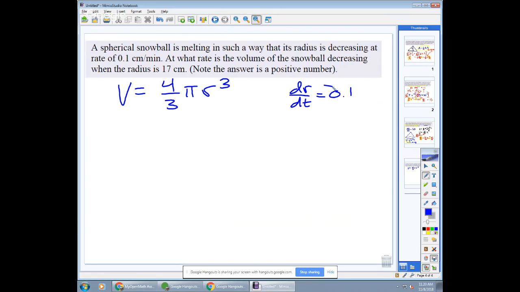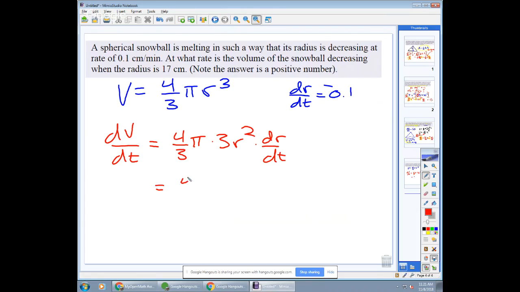Really not much else to do with this except take the derivative implicitly. So derivative with respect to time of each side is going to give me dV dt on one side. On the other side, the 4/3 pi are just hanging out. Derivative of r cubed is 3r squared dr dt. And it gives you the radius of 17 meters. Or 17 centimeters. So the units are matching here, which is good.